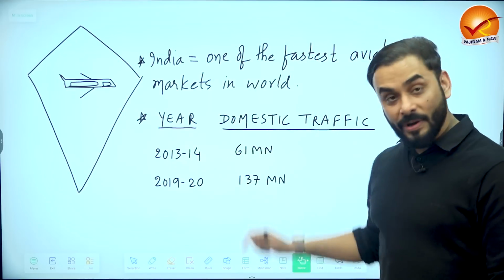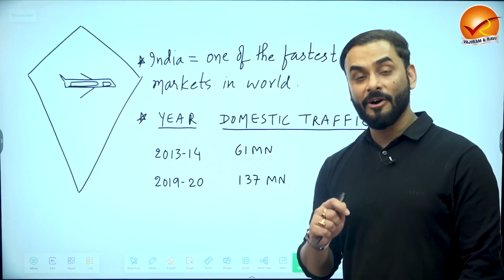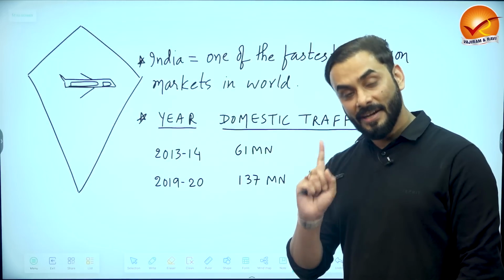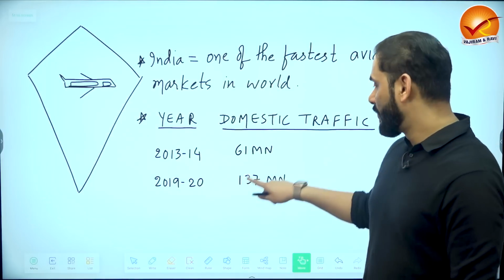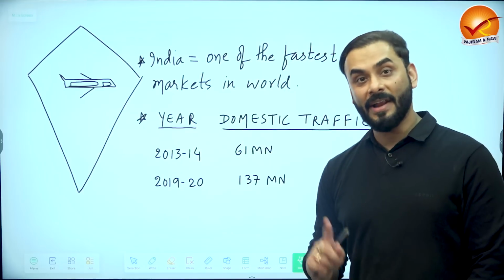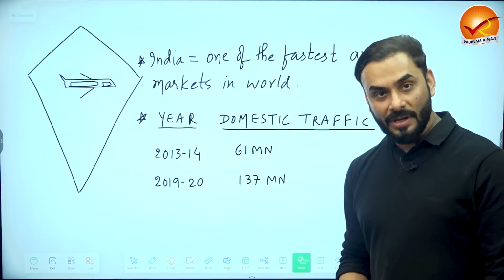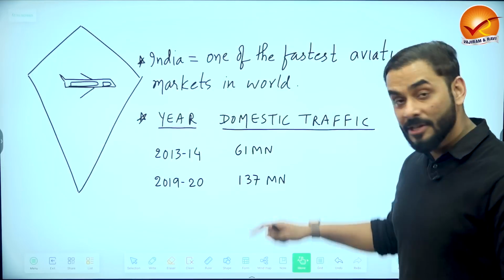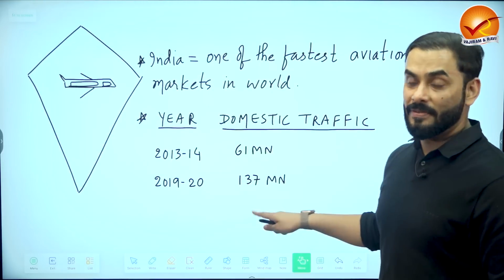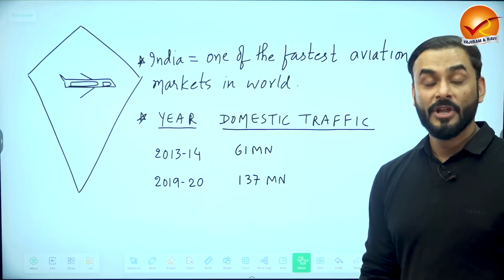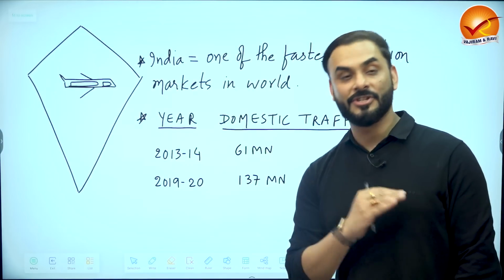Now, if you look at the year 2013-14, how many people flew domestically in India? How many people used airlines in India as a mode of travel? 61 million people. They traveled in India, domestically. In the year 2019-20, just before COVID, 137 million people flew within India. So domestic flight. Look at the growth. So it means that India has huge scope in the aviation sector.